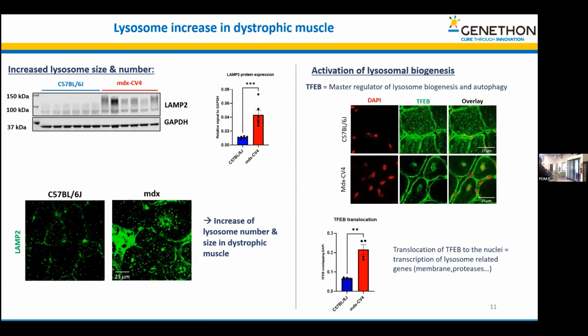And if we check for the transcription factor that regulates the whole lysosomal biogenesis, which is TFEB, we can see a translocation of this transcription factor into the nuclei in the MDX mice. So there's a clear activation of lysosomal biogenesis in the dystrophic muscle.